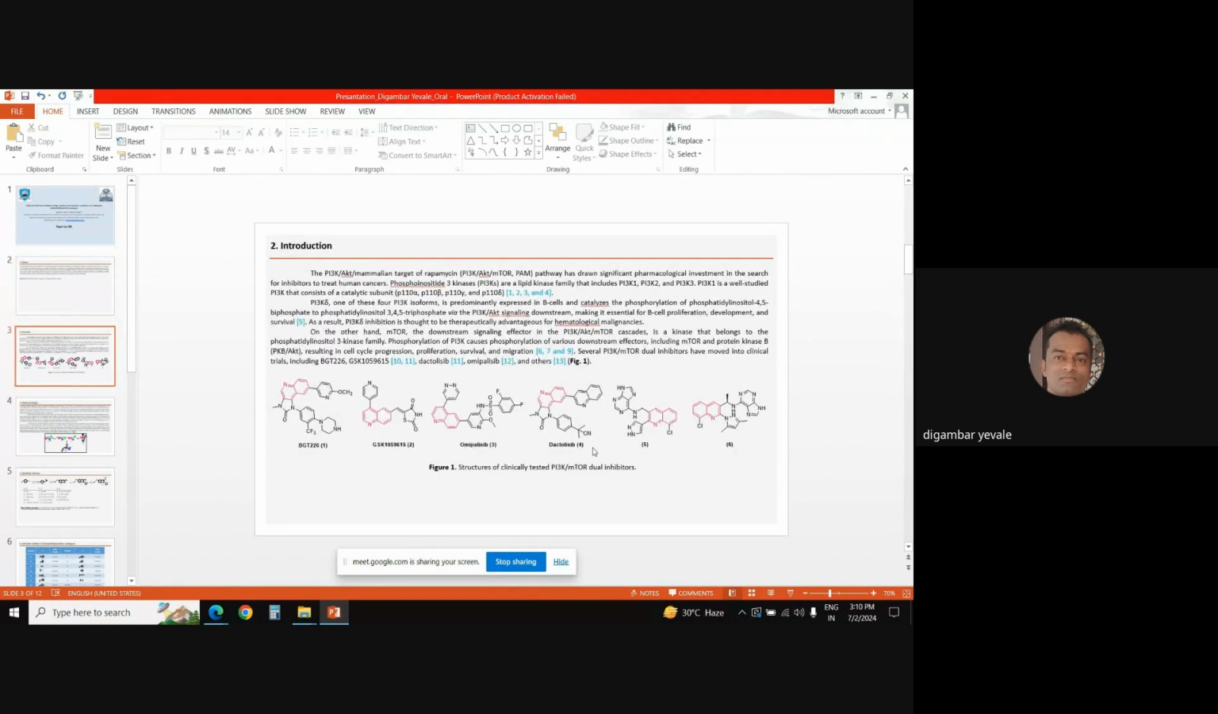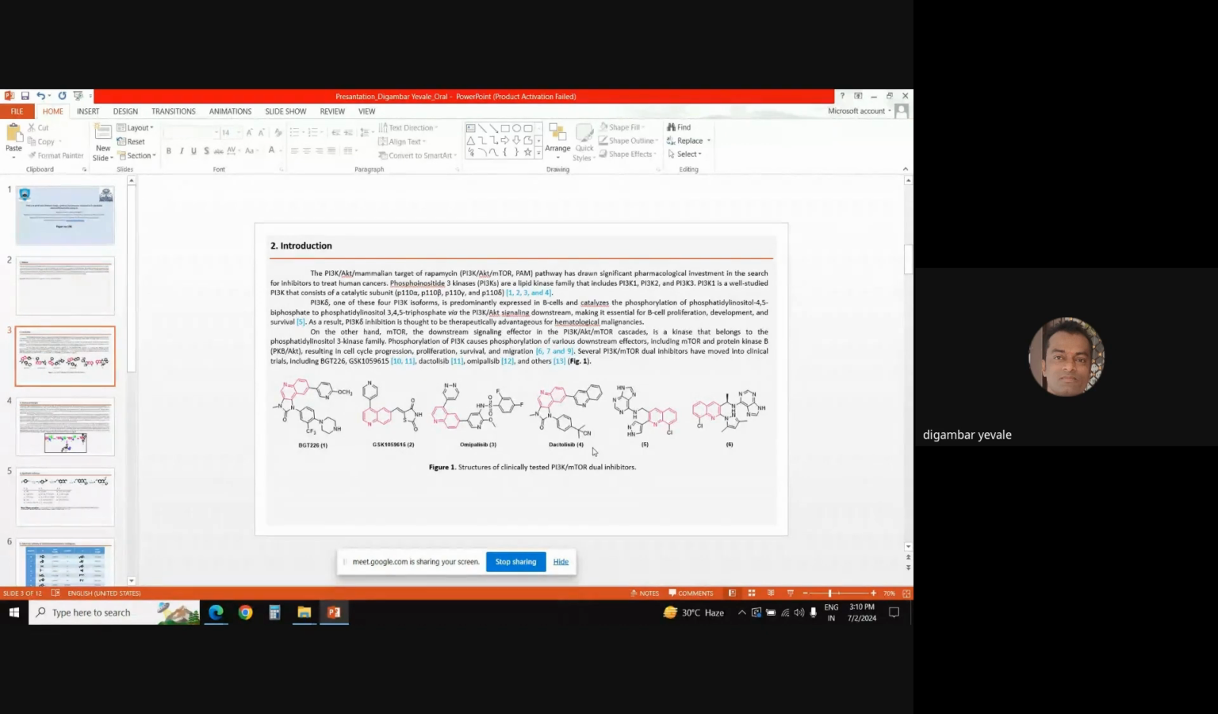In the introduction, what is the meaning of PI3K and mTOR? PI3K and mTOR (mammalian target of rapamycin), the PI3K-AKT-mTOR (PAM) pathway has drawn significant pharmacological investment in research for inhibitor treatment of human cancer. PI3K has different forms: PI3K1, PI3K2 and PI3K3. PI3K1 is a well-studied form of this PI3K inhibitor, but there is huge scope to study PI3K2 and 3. There is not much research done on these two isoforms.